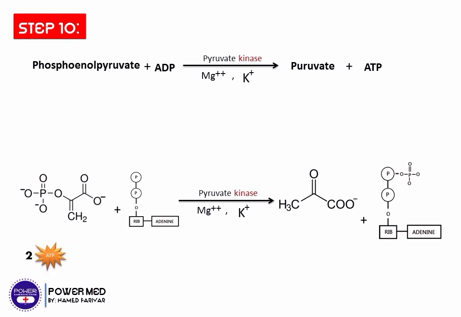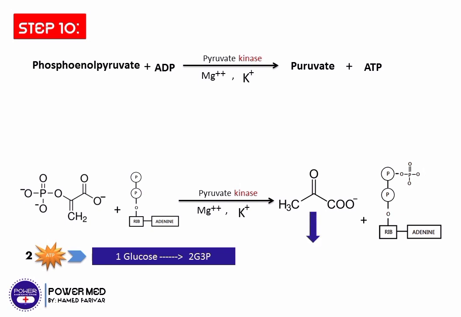Actually, in glycolysis, 2 ATPs are produced at this level, because 2 phosphoenol pyruvate are generated out of one molecule of glucose, and every single phosphoenol pyruvate gives one molecule of ATP. And the pyruvate here can be converted to acetyl-CoA to go to the Krebs cycle for further energy production.